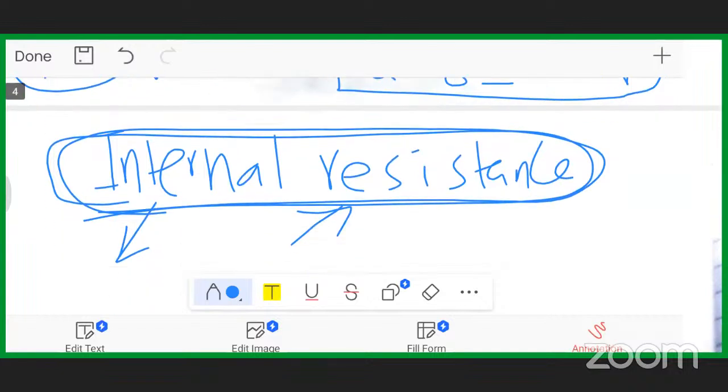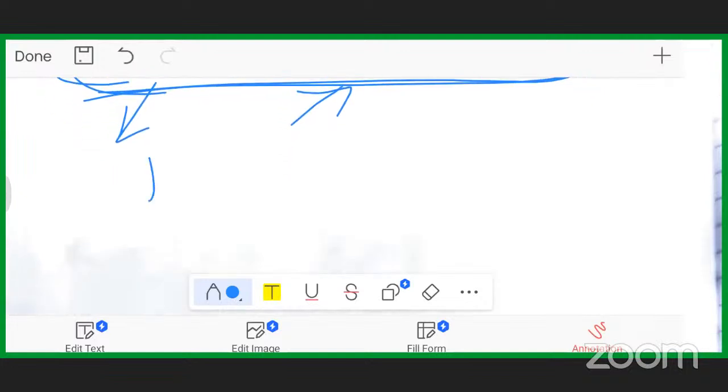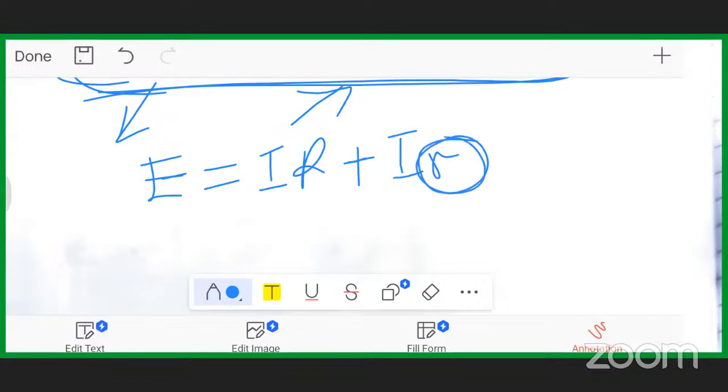And because this internal resistance is always something very small, not very big, the PD, the voltage, drops by that much value. Of course, we shall come to this later on. We shall see that the EMF is given as IR plus I small letter r. So this small letter r is actually what we call the internal resistance of the cell.